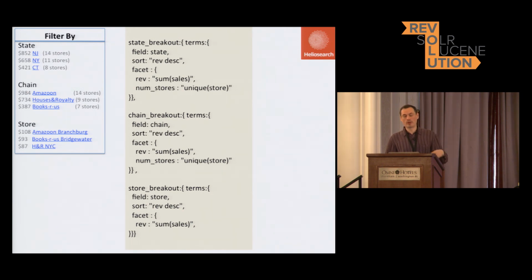And so, we broke out first by state by doing a terms facet on it. But then we're calculating num stores by using the unique function on the store field. And so that will figure out the number, even though there may be multiple entries for each store, it'll just collapse it down and find the number of unique stores for each state. And the same thing for the chain and store.